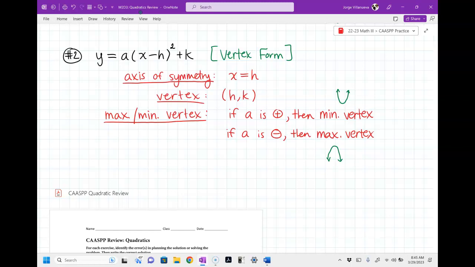The definition for the max and min is the same as before. If a is positive, it's going to be a minimum. If a is negative, it's going to be a maximum. So I'll just list that right here.